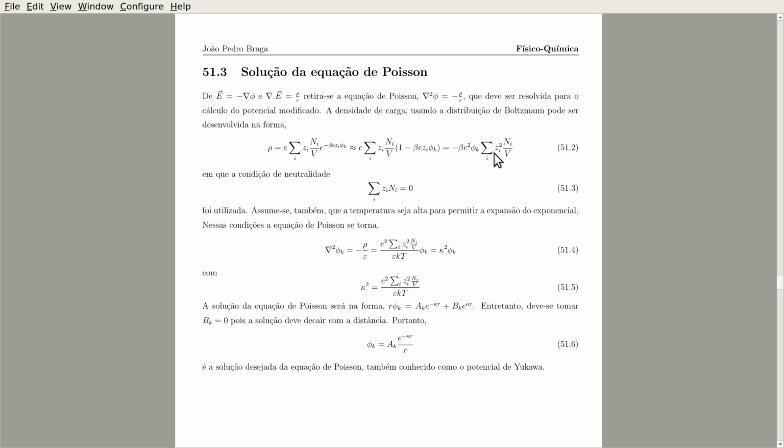Substituting back this charge density in the Poisson equation, we get this expression, where we have defined kappa as this quantity here. The solution of equation 51.4 is well known in this form. It's an exponential plus and minus.